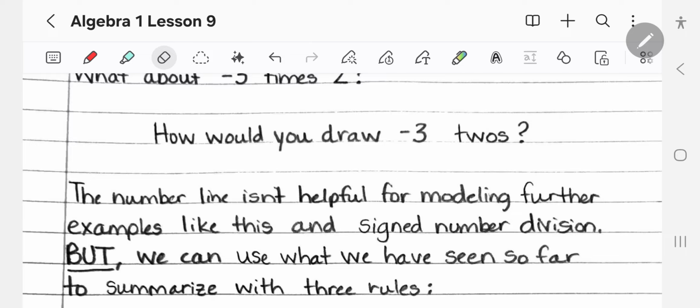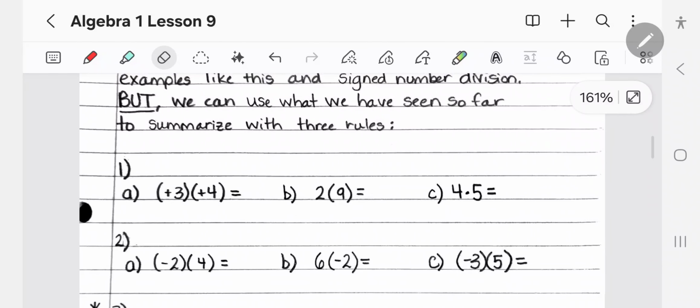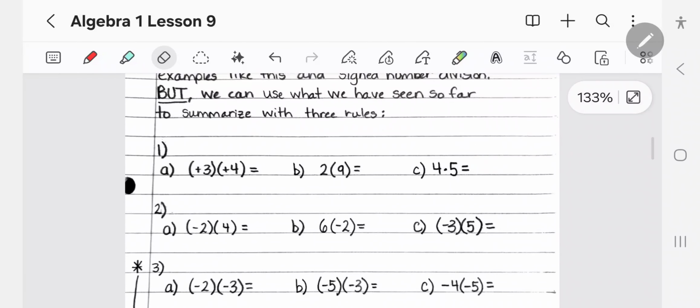But we can use what we have seen so far to summarize with 3 rules. Okay, so we're going to look at these problems here, and we're going to try to summarize what that means so that we don't have to draw number lines when we're multiplying signed numbers. All right, the first section here, you've got a positive times a positive. They wrote it a little differently here. They didn't write the positives, but you can tell it's a positive times a positive. Again here, a positive times a positive. And you can notice that Saxon wants to write those problems a little differently with different notations, so you get used to seeing them in different ways, with parentheses or without.